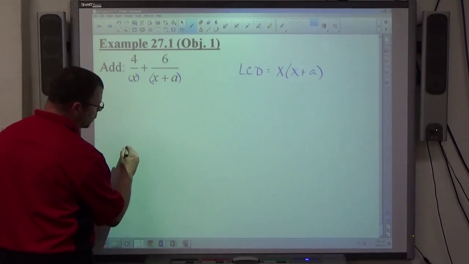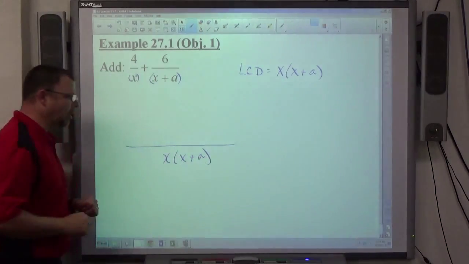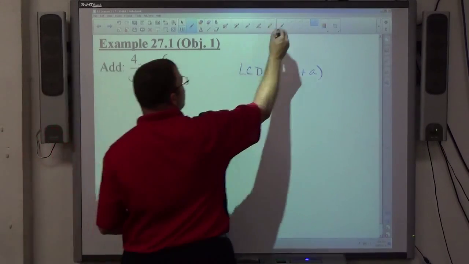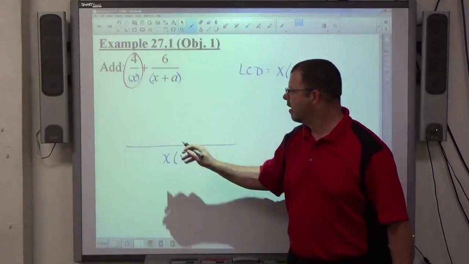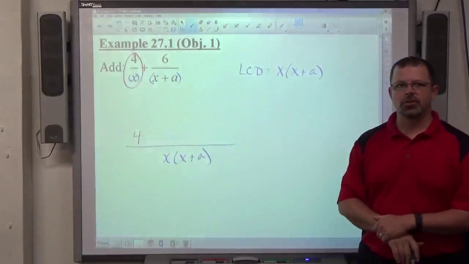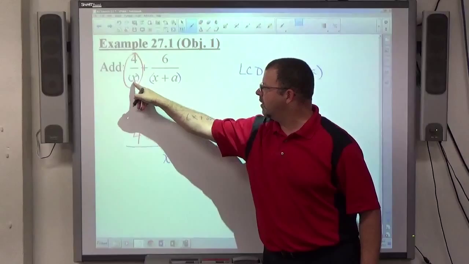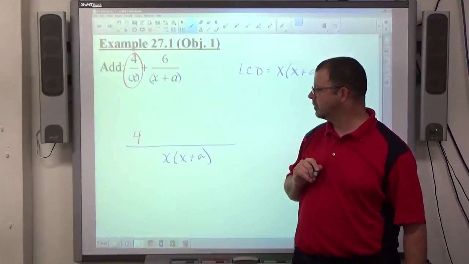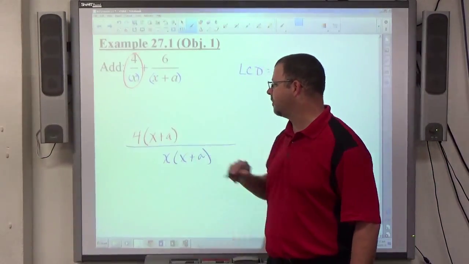The next thing I do, as I have in the past, is create a fraction with that common denominator on it, and then I need to make modifications for each individual fraction of the original problem. So the original problem is up here. 4 over x is the original first term. 4 is the numerator of the original first term, so it's going to go up here. And then I need to determine how the denominator that it had got modified to the denominator we want. What's new? x plus a is new. So I'm going to multiply that times x plus a.